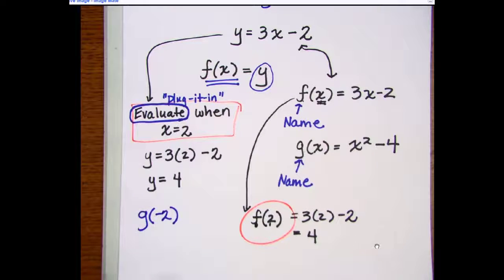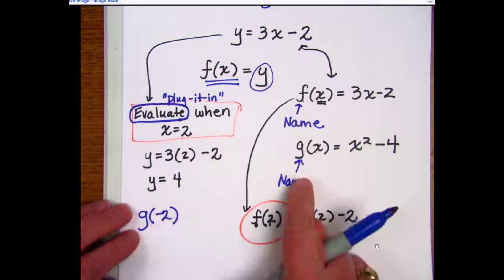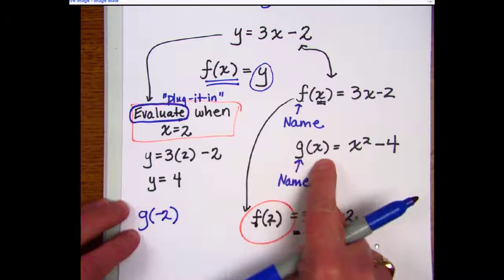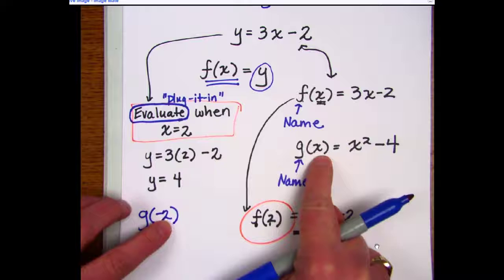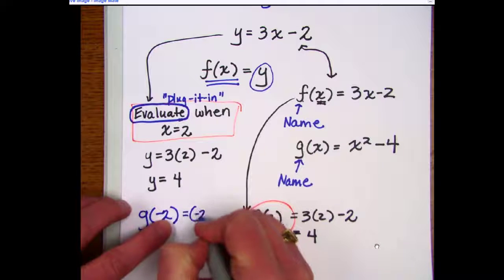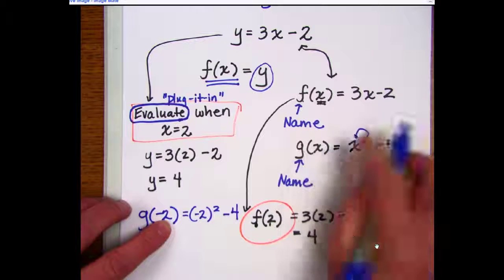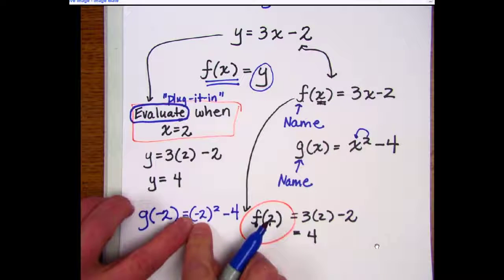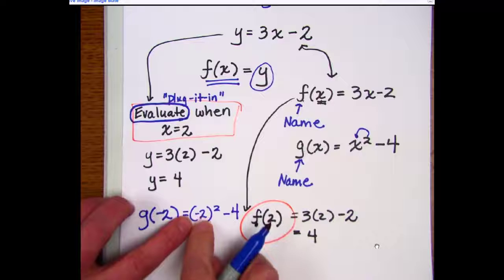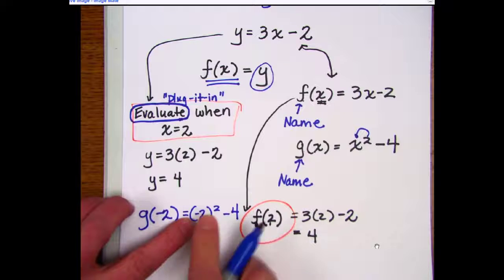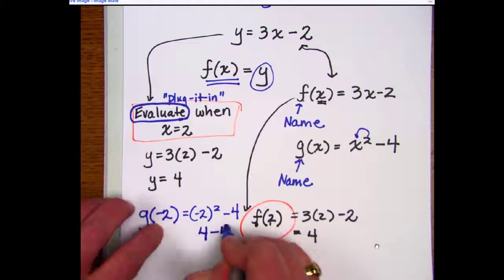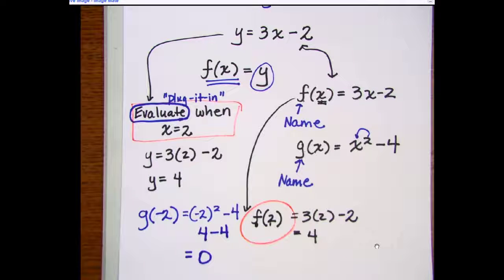Okay. Well, now I've called g's name, so I'm going to go to the g function. And wherever I have my variable, I'm going to stick in this number. So this would be -2 squared minus 4. Now notice if the square is attached to the variable, if we plug in for the variable, the entire thing gets squared. So this is -2 times -2, which is a +4 minus the 4. So we would say 0.